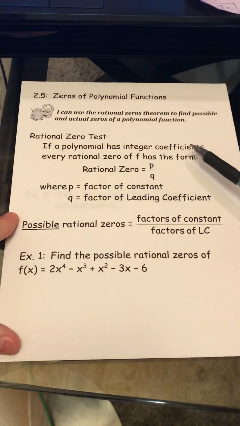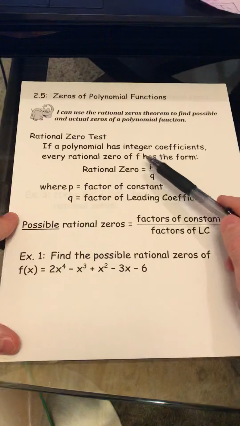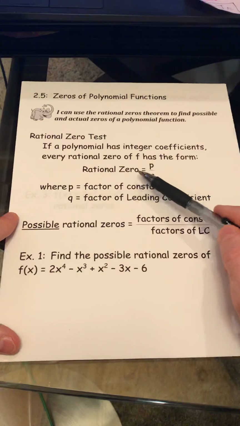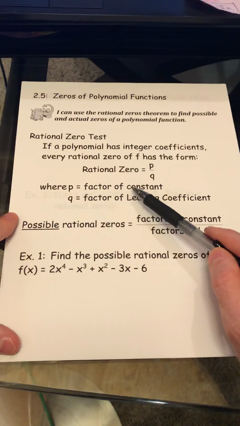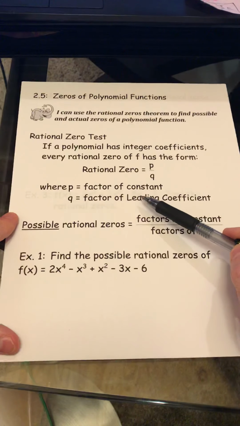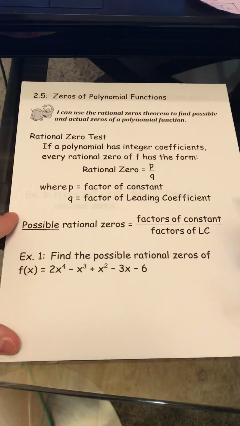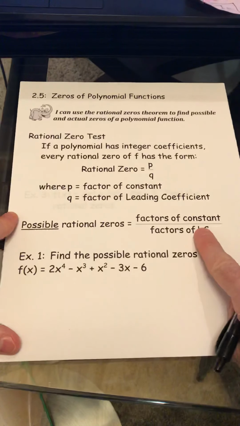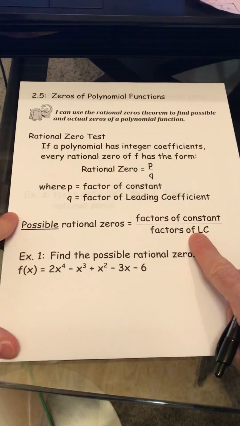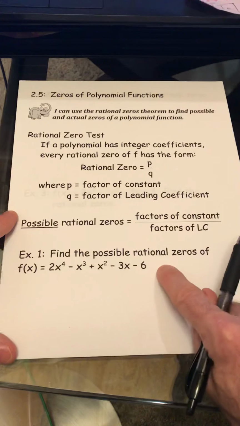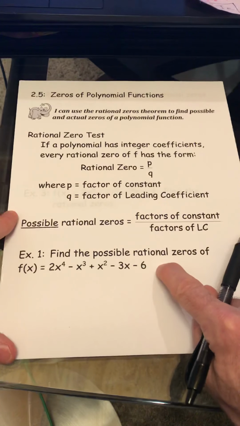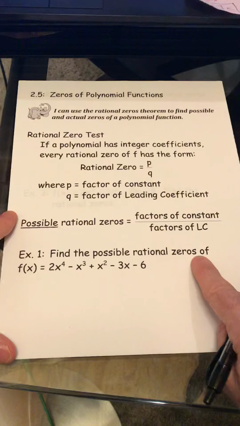If a polynomial has integer coefficients, every rational zero of the function has the form p over q, where p is the factors of the constant and q is the factors of the leading coefficient. So the possible rational zeros are the factors of the constant over the factors of the leading coefficient. I always list these out before any question where you are asked to solve. So, find the possible rational zeros.